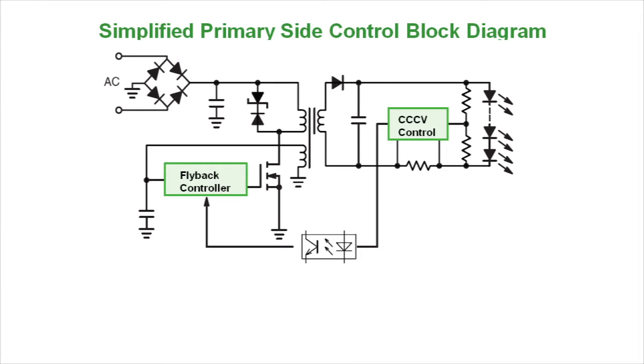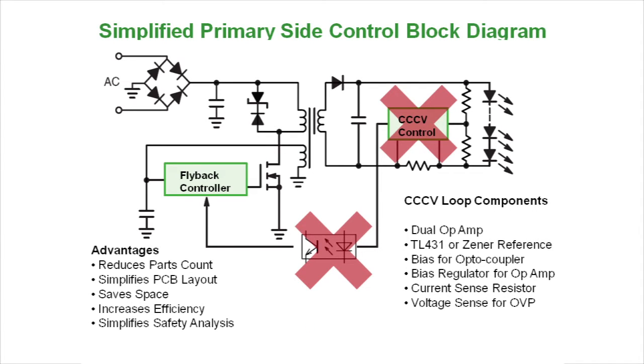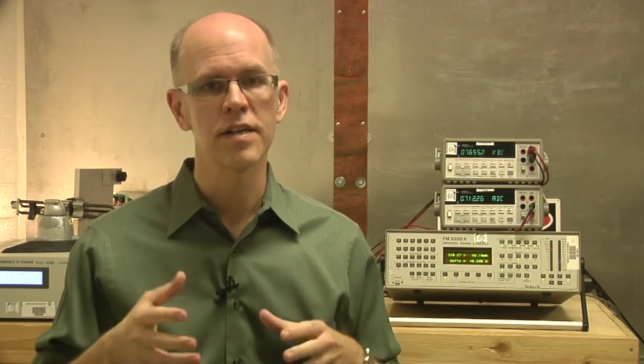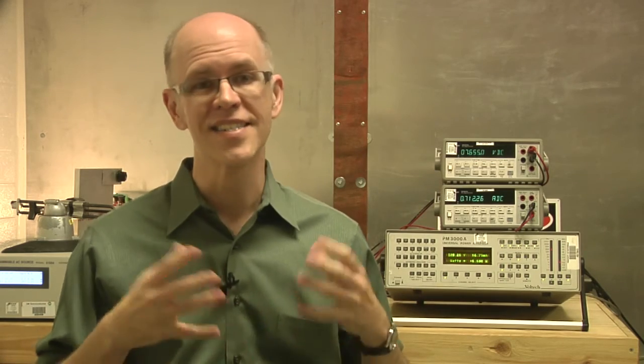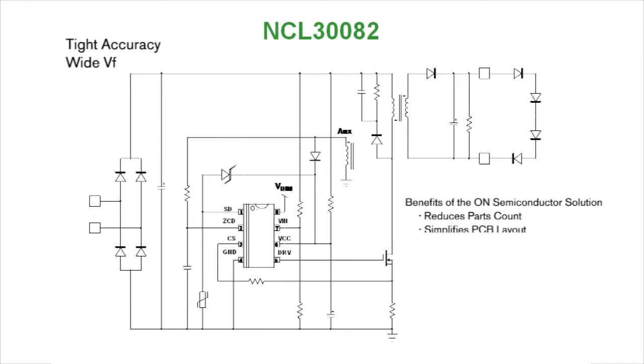Ideally, we'd like to regulate the current and not worry about the changes in LED forward voltage and the normal variation in the transformer and other power components. By removing the secondary side control, we're able to remove 16 to 18 or more components that take up valuable board space. This is especially important if we're trying to implement the solution into an application like an A19 bulb. As you can see, ON Semiconductor has developed an alternative approach that eliminates the need for an optocoupler and secondary side analog and discrete circuitry while maintaining tight regulation accuracy on the primary side. This reduces parts count while simplifying LED selection, saving board space, increasing efficiency, and easily addressing safety compliance.